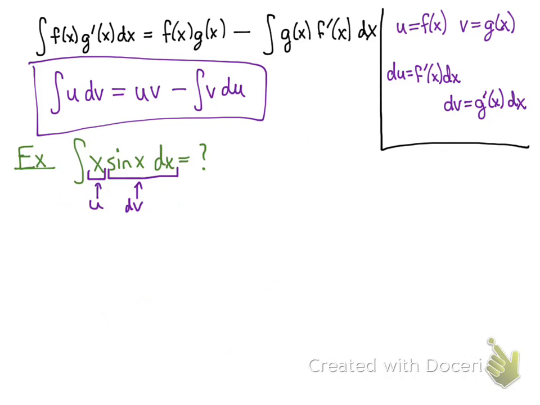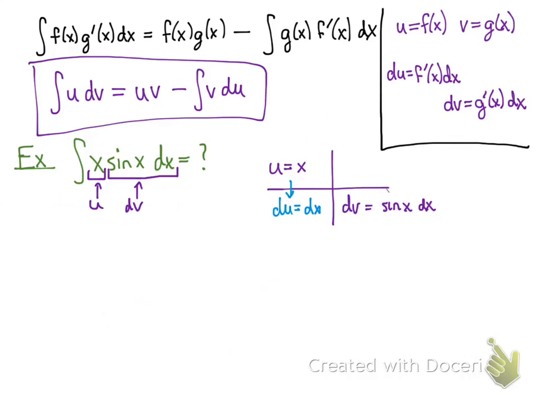I'm going to call x u, and I'm going to call sine x dx dv. Your dv will always contain a dx as part of it, or d, whatever variable you've got. Okay. So this is how I like to organize things. You can do it a different way, but u equals x, that's what I just decided, and dv equals sine x dx, that's what I just decided. Well, if u equals x, I can take the derivative and get du equals dx.